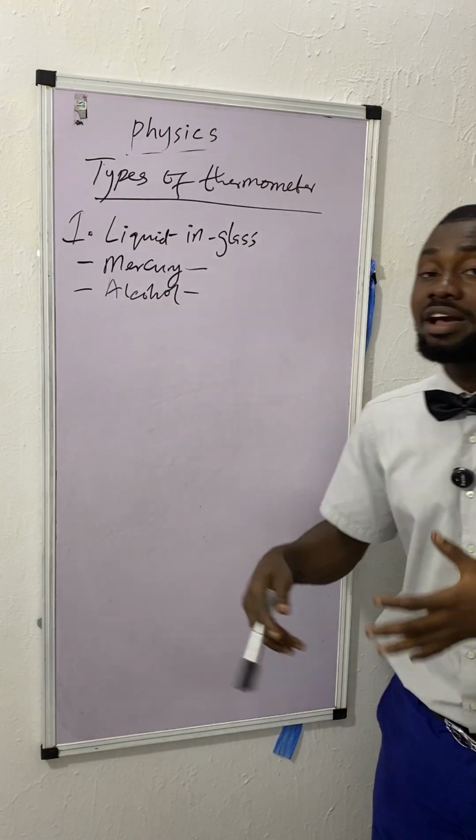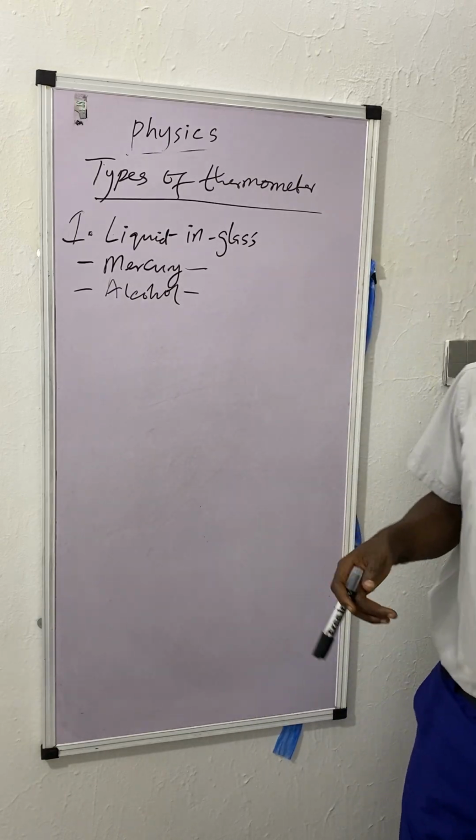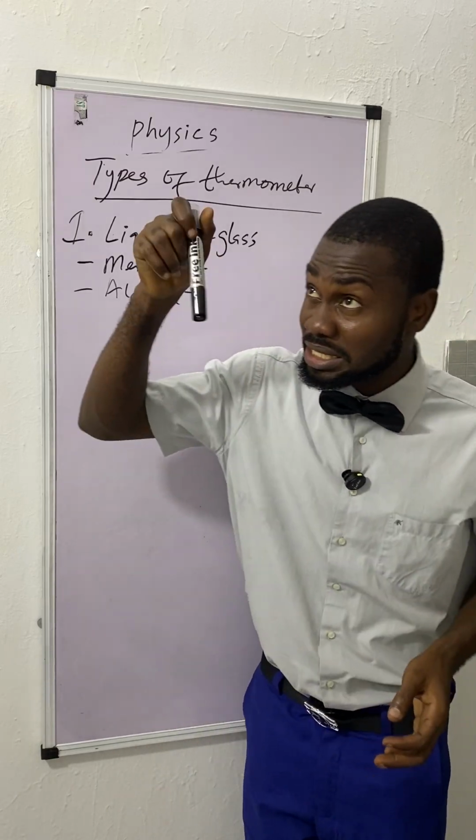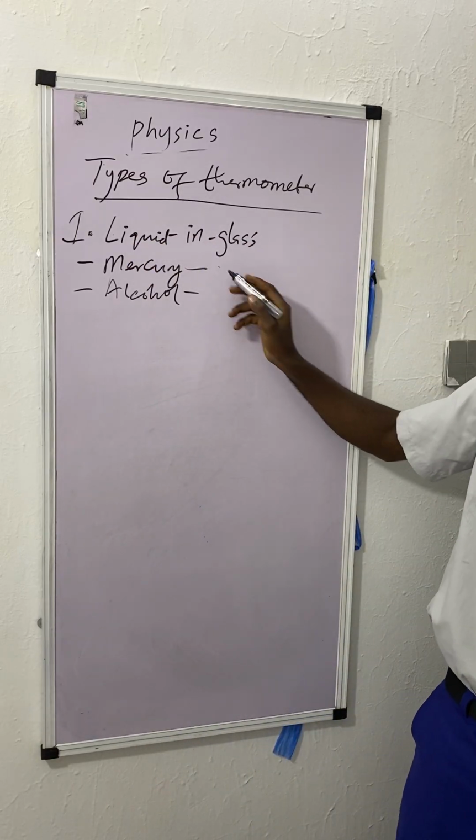Alcohol evaporates. Alcohol has a lot of disadvantages because alcohol is invisible most of the time. When you are looking at it, it's invisible. But mercury will just be black.